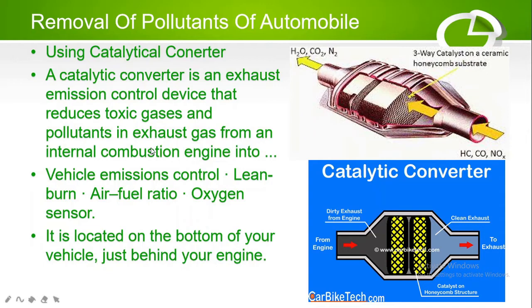The removal of the pollutants of the automobile is done when you're using the catalytic converter. A catalytic converter is an exhaust emission control device that reduces the toxic gases and pollutants in exhaust gas from an internal combustion engine into the vehicle emissions controls. It is located on the bottom of your vehicle, just behind your engine. This is on the right hand side.